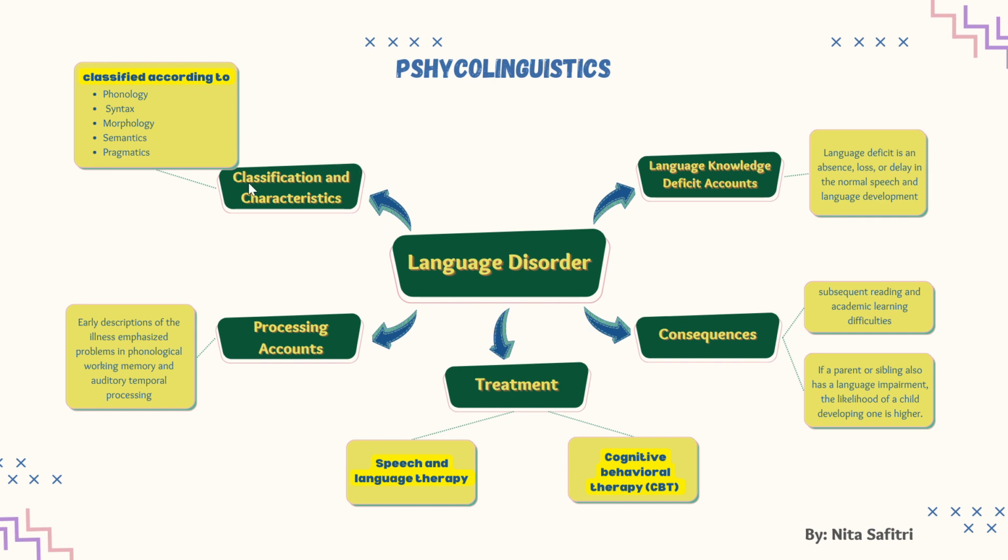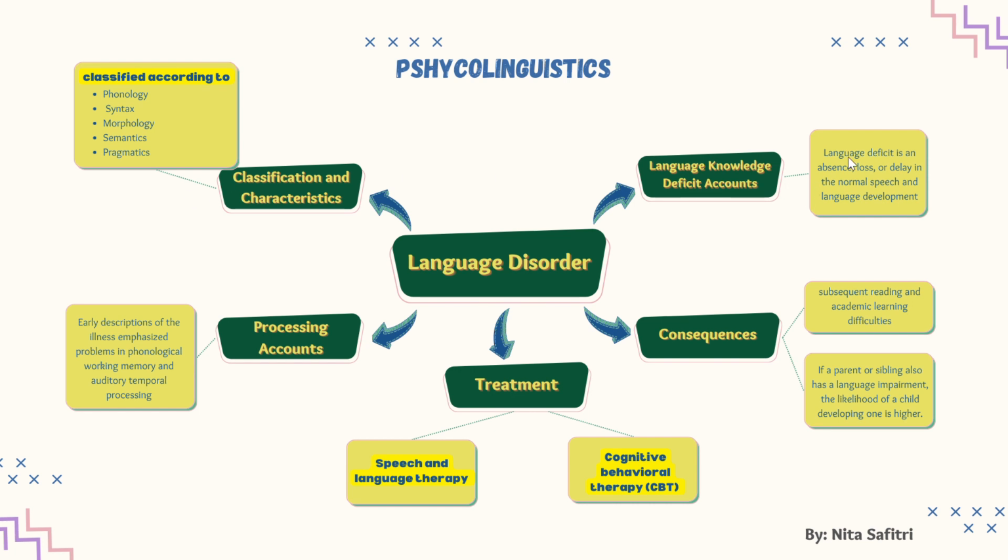Classification and characteristics. Language disorder can be classified according to the aspect of language that is impaired: phonology, syntax, morphology, semantic, and pragmatic. Its severity: mild, moderate, or severe, and whether it affects comprehension or production or both.